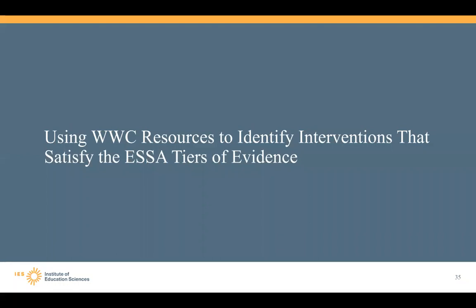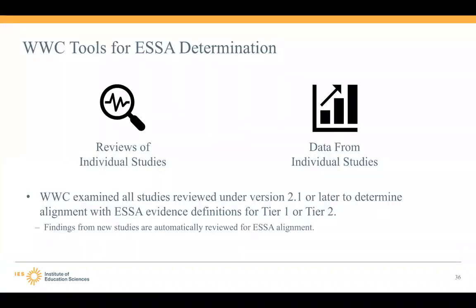And now that we have talked through how ESSA aligns with the WhatWorks Clearinghouse standards, for this final section, I wanted to showcase the WhatWorks Clearinghouse resources, where you can identify findings that meet ESSA Tiers 1 and 2 criteria. There are a few different places where you can find outcomes that meet ESSA criteria for Tiers 1 and 2. The Review of Individual Studies page, which my colleague just discussed in the previous section, and the Data from Individual Studies database. To do this, What Works Clearinghouse examined all the studies that have been reviewed under standards version 2.1 or later, and incorporates new studies automatically as they are reviewed and added to the database.